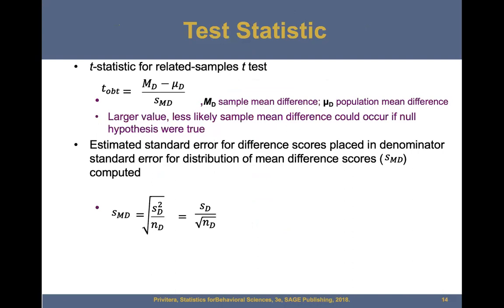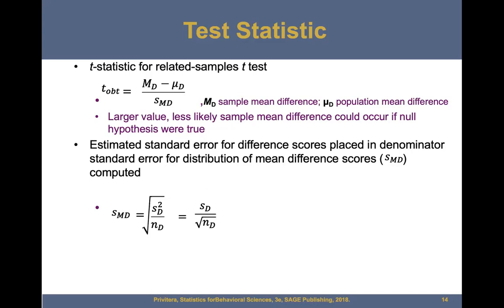So our formula, or I can go back, you all just tell me if you need me to. The t obtained value is equal to the sample mean difference, MD, minus the population mean difference, over the standard error of the mean difference. So MD is the sample mean difference, and this is the population difference. The larger the value, the less likely the sample mean difference could occur if the null hypothesis were true.